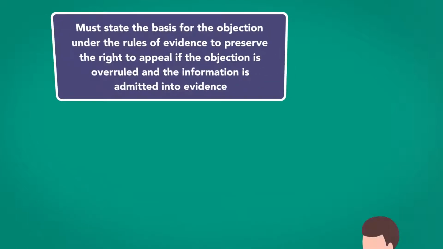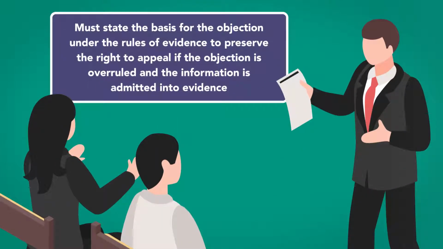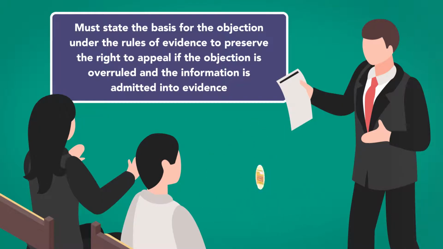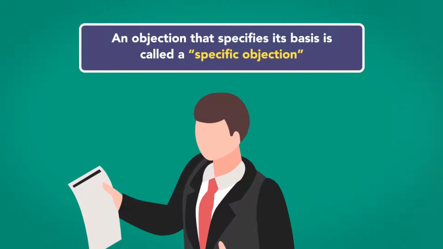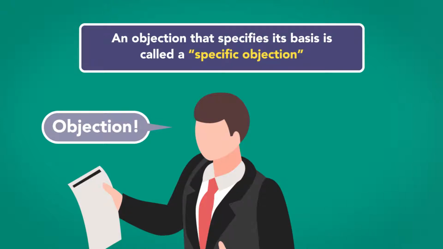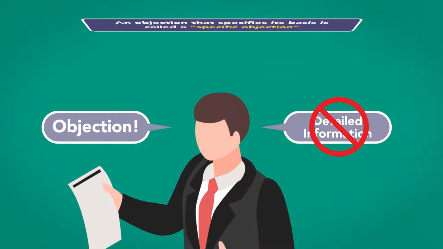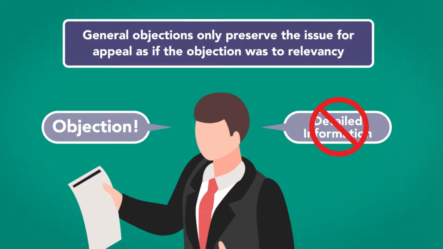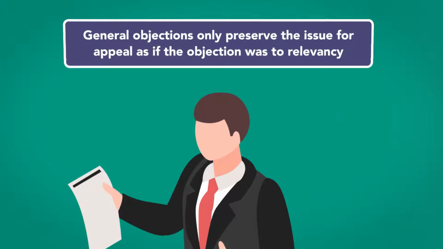The objecting party must state the basis for the objection under the rules of evidence to preserve the right to appeal if the objection is overruled and the information is admitted into evidence. An objection that specifies its basis is called a specific objection. If the objecting party does not state the basis for the objection, but merely states objection without providing more detailed information, the objection is considered general. General objections only preserve the issue for appeal as if the objection was to relevancy.